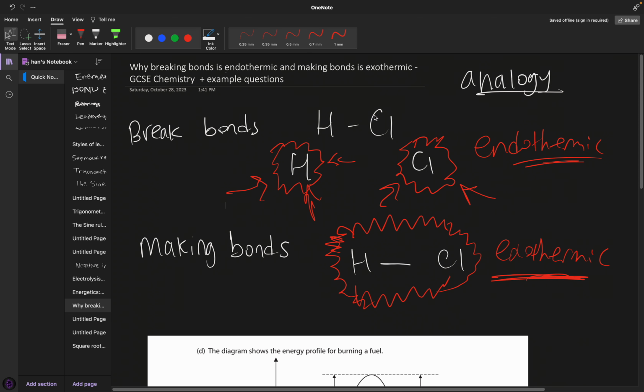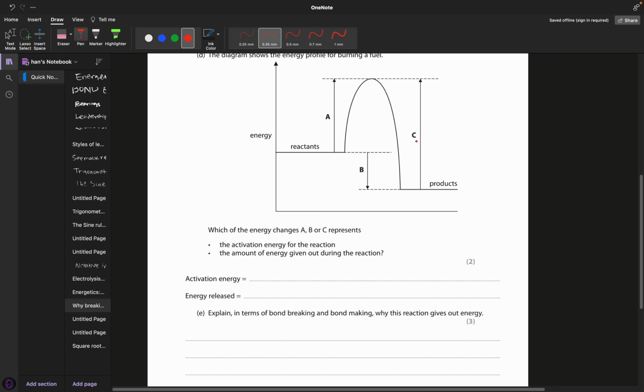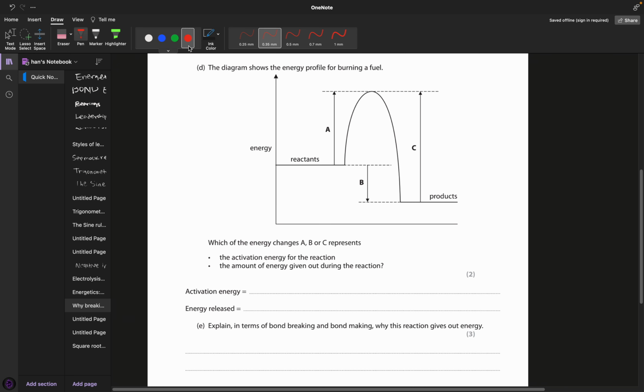That's a really simple way. Breaking bonds, endothermic. Making bonds, exothermic. It goes opposite to logic, but if you think about it like this, it's an easy way to remember. Then let's look at some examples that you might need to answer for your GCSE paper.